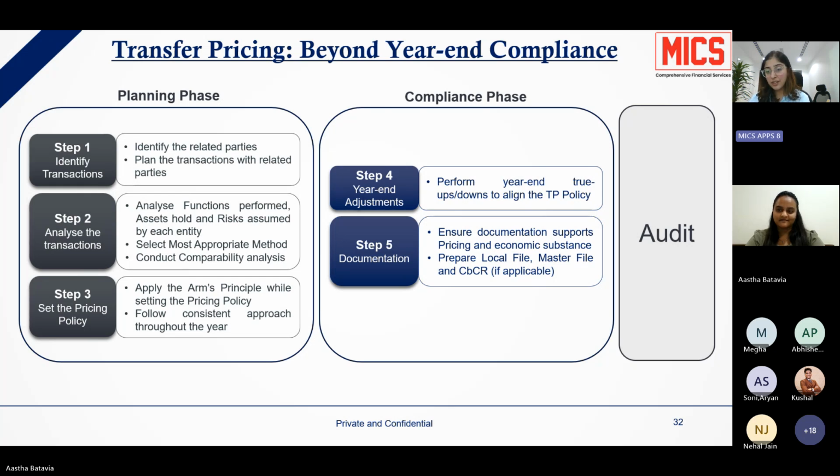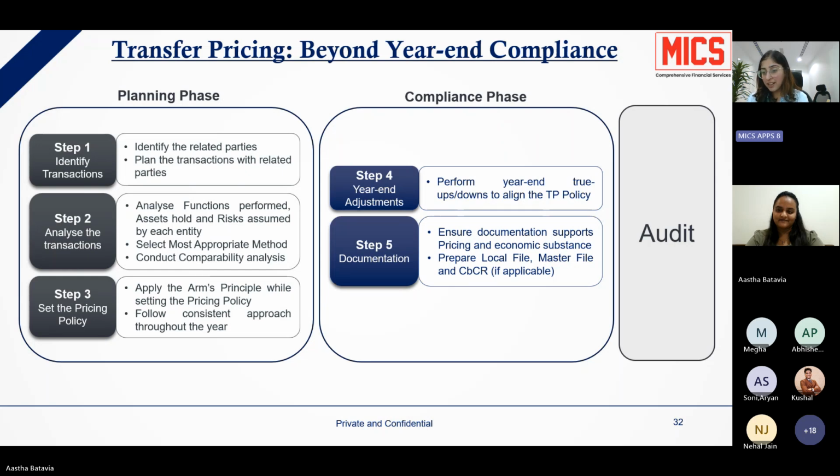But the way it is moving in UAE is the reverse way. First, there is an audit, which people are initiating. Then they are thinking what documentation should be maintained. They're thinking, okay, how will I give the adjustment to true up, true down? And then the planning phase is left somewhere behind. That was not the ideal scenario in which transfer pricing would have been conducted.